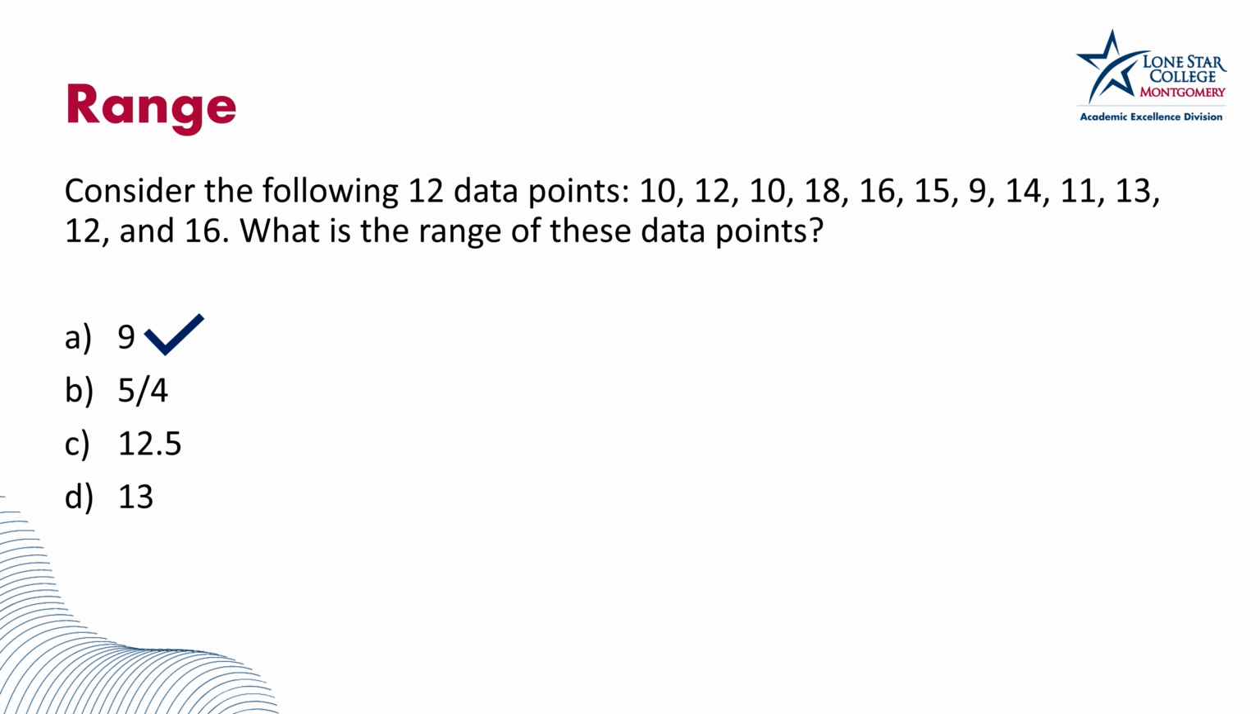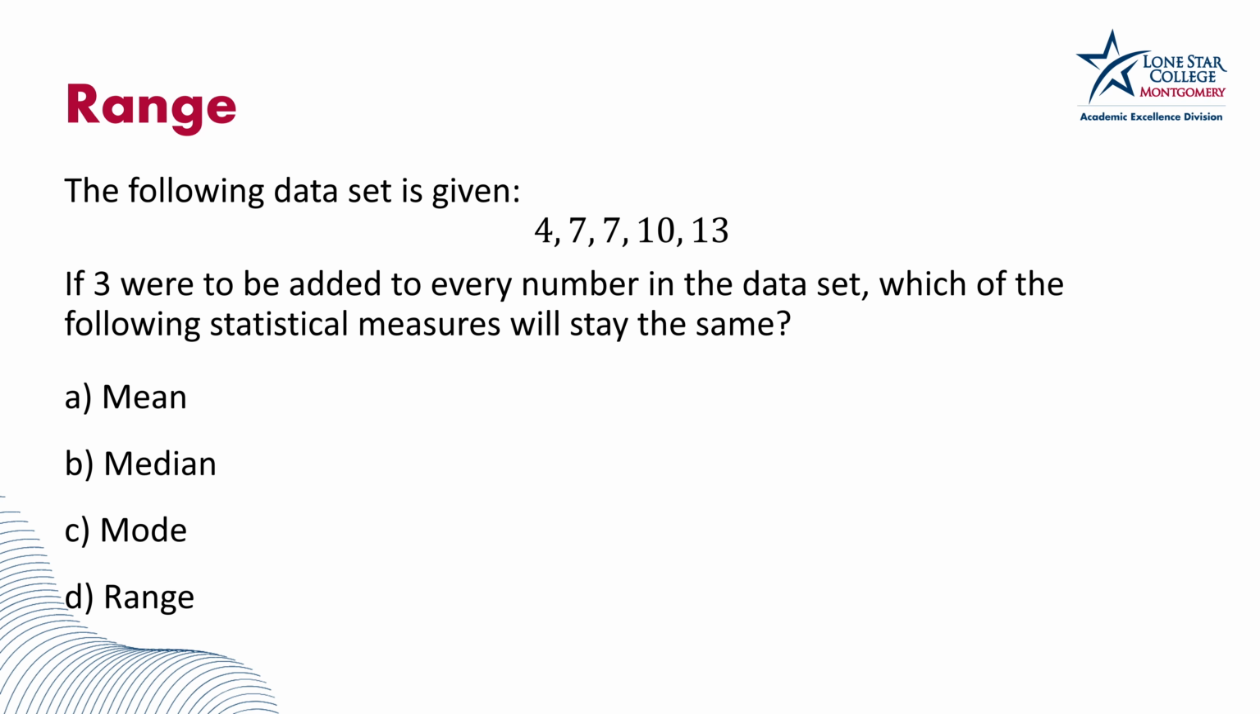Okay, now we have the following data set given: 4, 7, 7, 10, and 13. If 3 were to be added to every number in the data set, which of the following statistical measures will stay the same? So let's find all of the different statistical measures of the given data set. The easiest is the range, because what we just talked about is we take the highest number and the lowest number and we subtract them. So that's going to be 13 minus 4. That gives us 9.